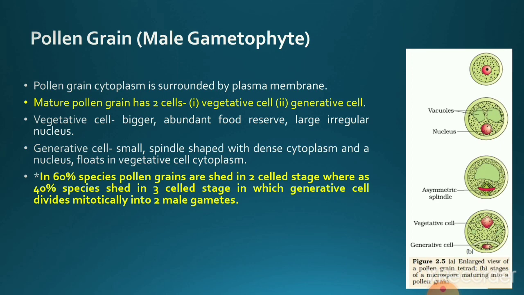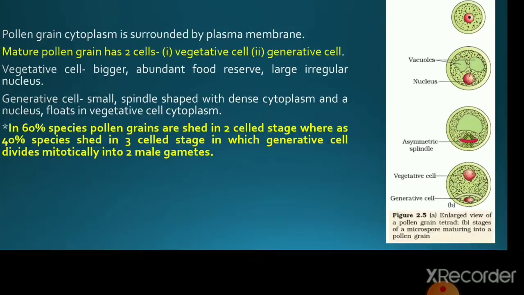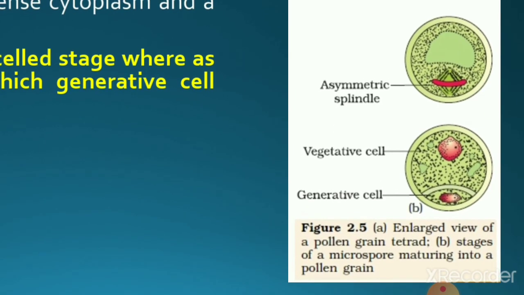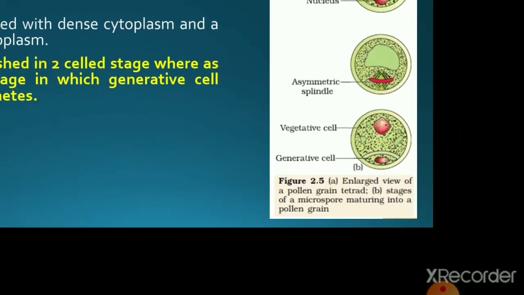Now, the pollen grain or male gametophyte: the structure and development. The pollen grain cytoplasm is surrounded by a plasma membrane. A mature pollen grain has 2 cells, the vegetative cell and the generative cell. As you can see in the diagram, there are two cells present in a mature pollen grain, the vegetative cell and the generative cell. The large one is the vegetative cell and the smaller one is the generative cell.